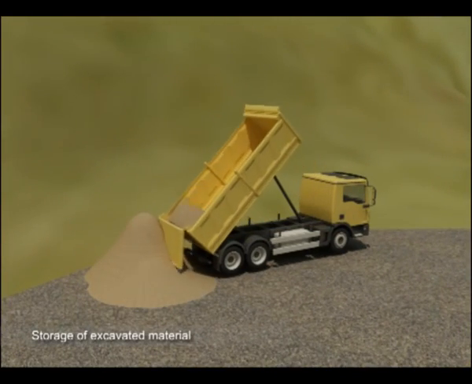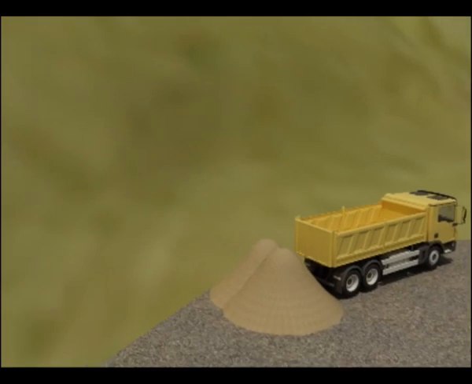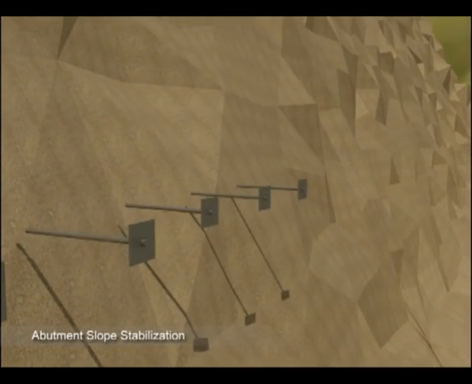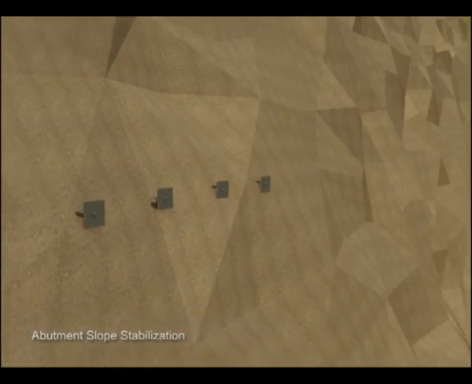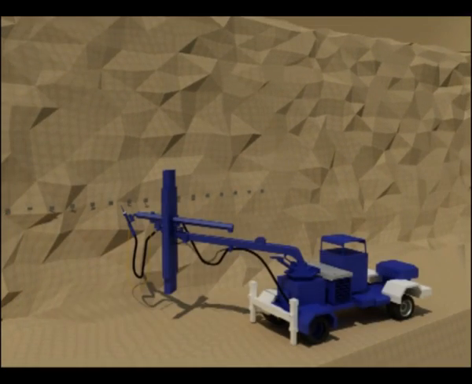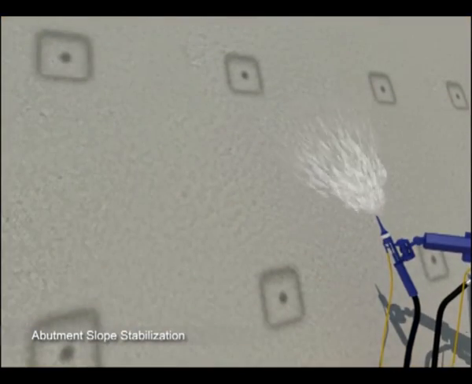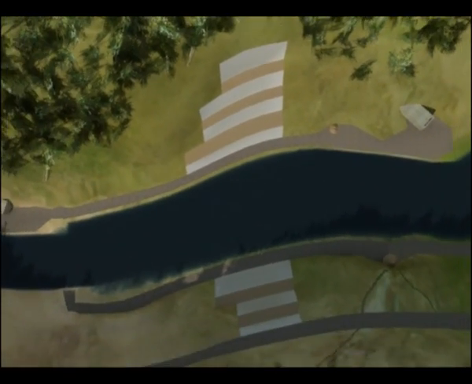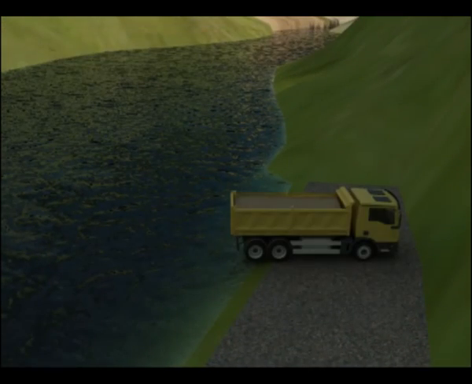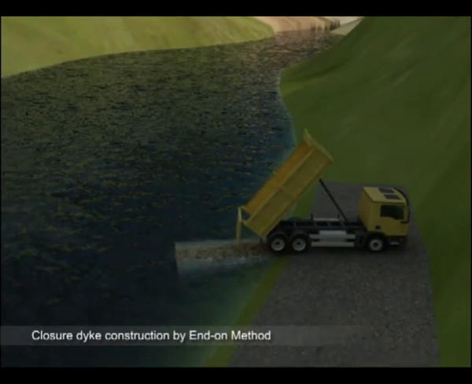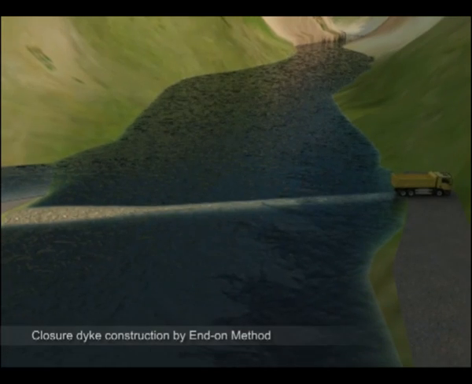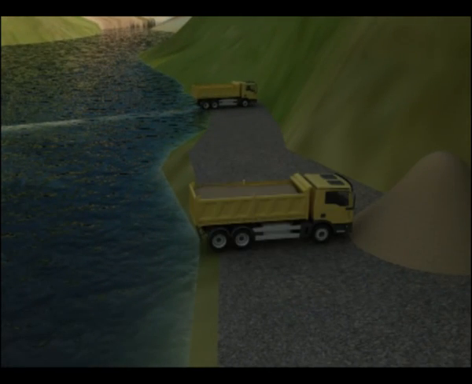The excavated material is stored on either bank for further use in coffer dam construction. The excavated slopes are stabilized by installing rock anchors and spraying shotcrete. Upstream and downstream closure dikes are constructed using the excavated material by the end-on method.